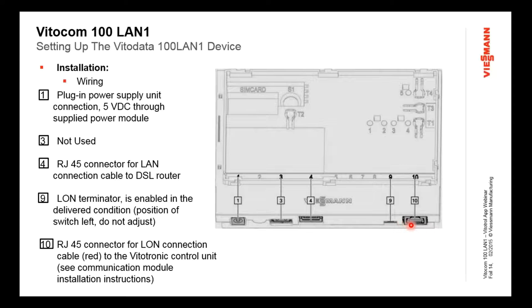And then we have the LAN connection. So this is the connection between the Vitotronic controller in the boiler and the device here, the Vitocom 100 LAN 1. And this plug here and this plug here are very similar looking. They're identical looking plugs. So just be aware that one is the LAN connection, one is the LAN connection when you hook it up. If you hook it up backwards, nothing spectacular is going to happen. You're not going to let the smoke out. It's just basically not going to talk. So you plugged it into the wrong place. So that's a simple solution if you did put it in backwards.